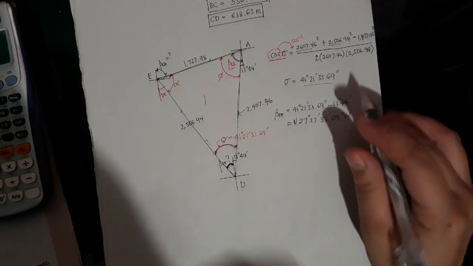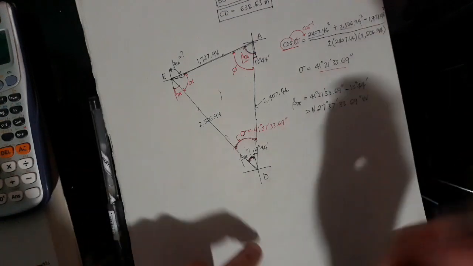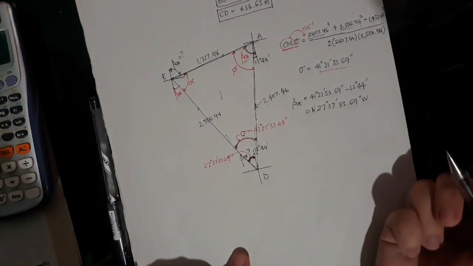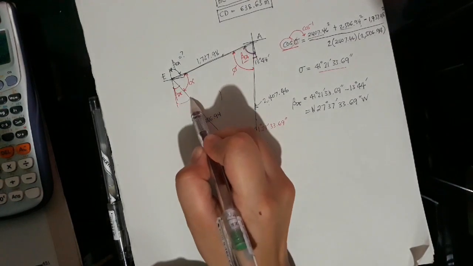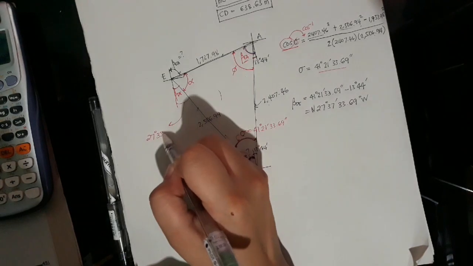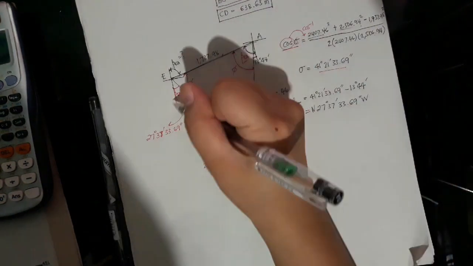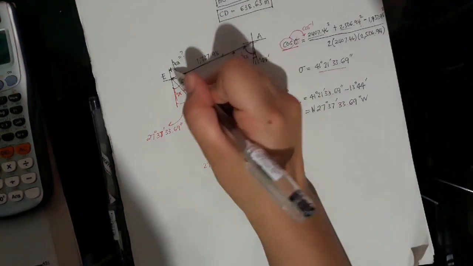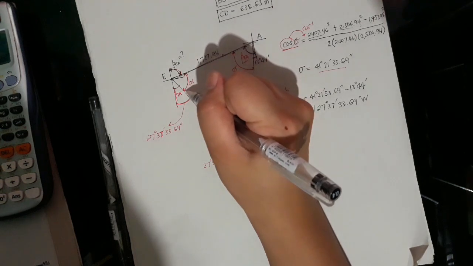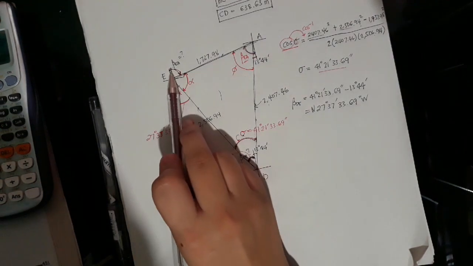And then, what else? Aha. So, if this is 27, 37, 33.69. Okay, this one is also bearing DE, which is 27 degrees, 37 minutes, 33.69 seconds. Okay, so what we need now is this bearing. Okay? So, since we already have the bearing right here, if we will be able to get this one, and we already have this one, okay, if we will be able to get this angle, and we already have this angle, we will be able to get the bearing of EA.